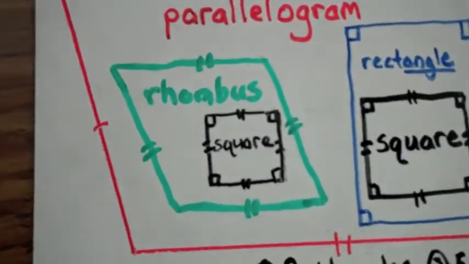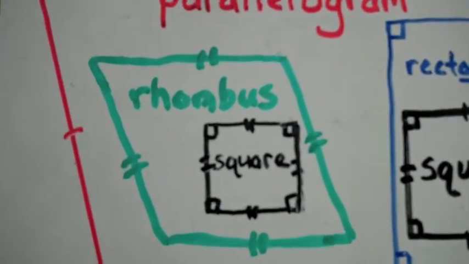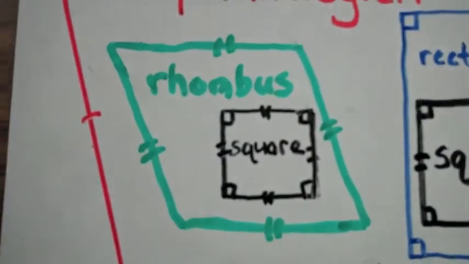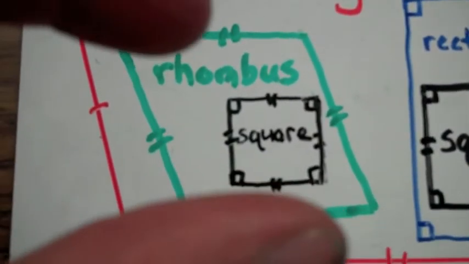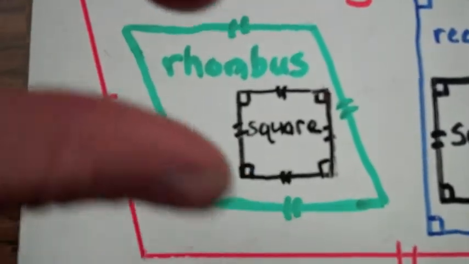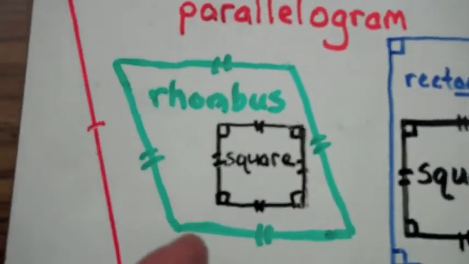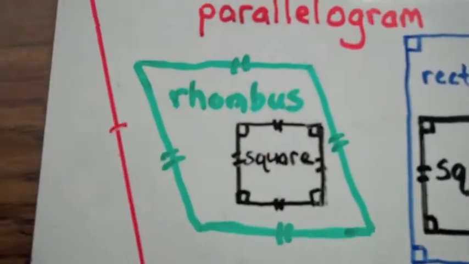Within the parallelogram family, we have the rhombus. The rhombus is a parallelogram. If continued on, its sides would never touch. But it's a special kind of shape because a rhombus has equal length sides all the way around. These sides are all equal length.